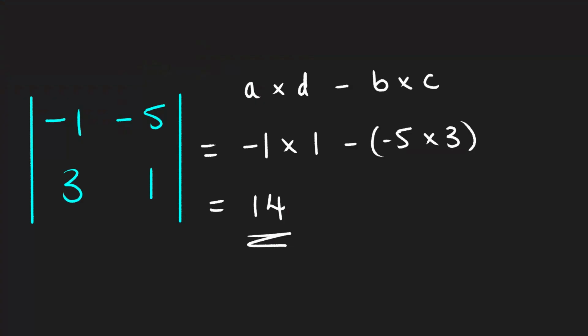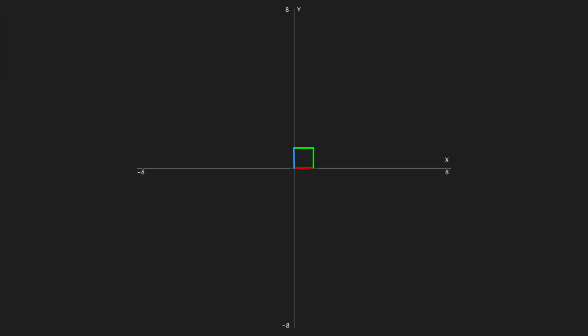So knowing what we know about the determinant now, let's work out the determinant of this matrix. We have a times d, which is -1 times 1, minus b times c, which is -5 times 3. And that equals 14. So that means that the area we're expecting in our new shape is going to be 1 unit squared times 14, being 14 units squared. So let's watch as our unit square is transformed. As you can see, we've got a bit of rotation going on, we've got a bit of shearing going on, and it's getting bigger as well. It's turning into this larger parallelogram.